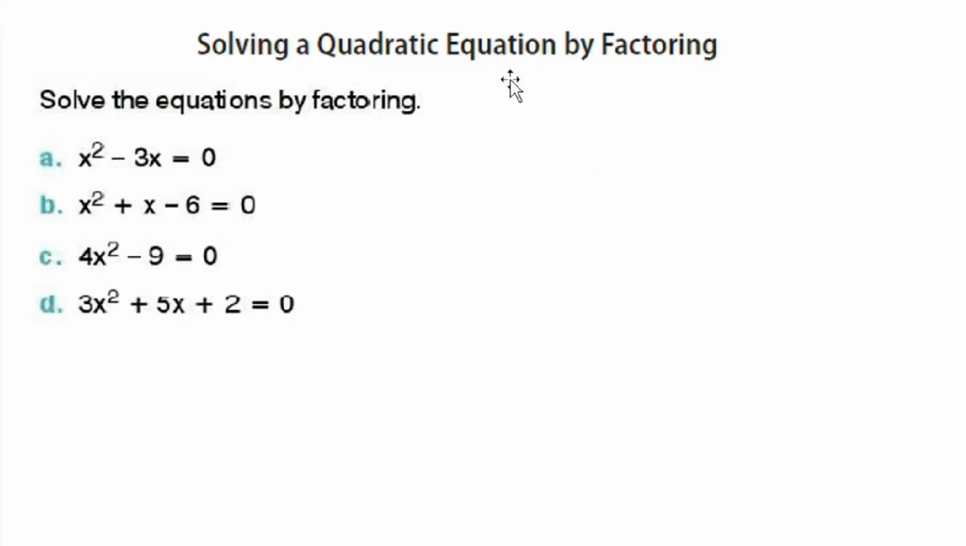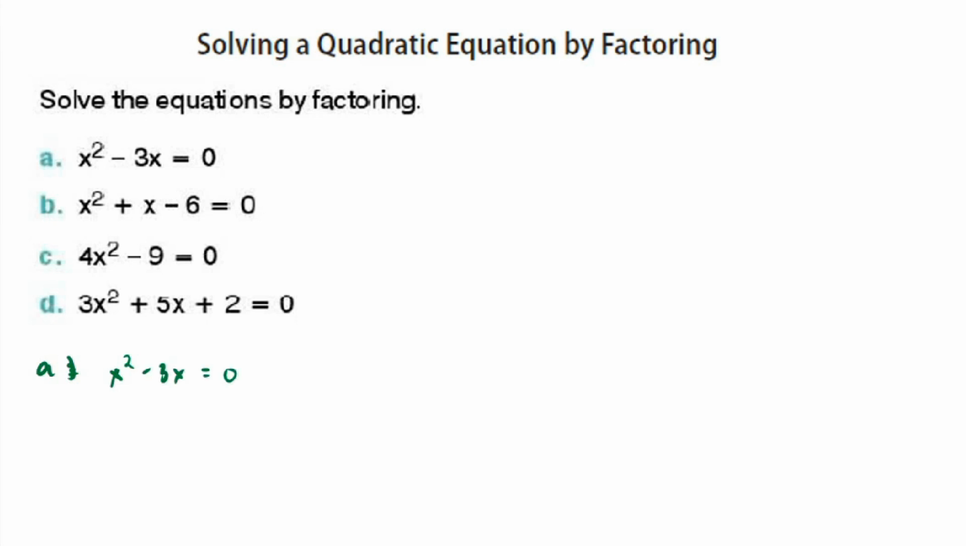So let's try solving a quadratic equation by factoring. Factoring, we discussed that one in the previous chapter, so let's try to apply again your knowledge about that. Let's try first for letter A. For letter A, I will write it here below. We have x squared minus 3x is equal to 0.